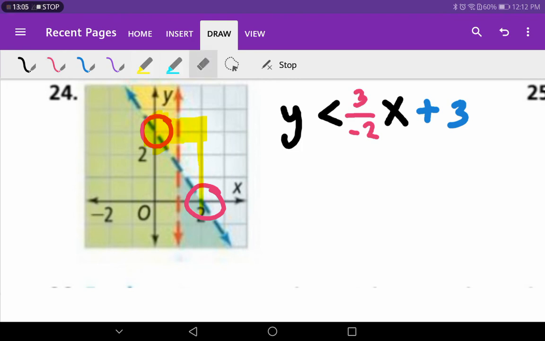Teacher, can I write it like this, the negative up? Yes, it is the same, my dear student.